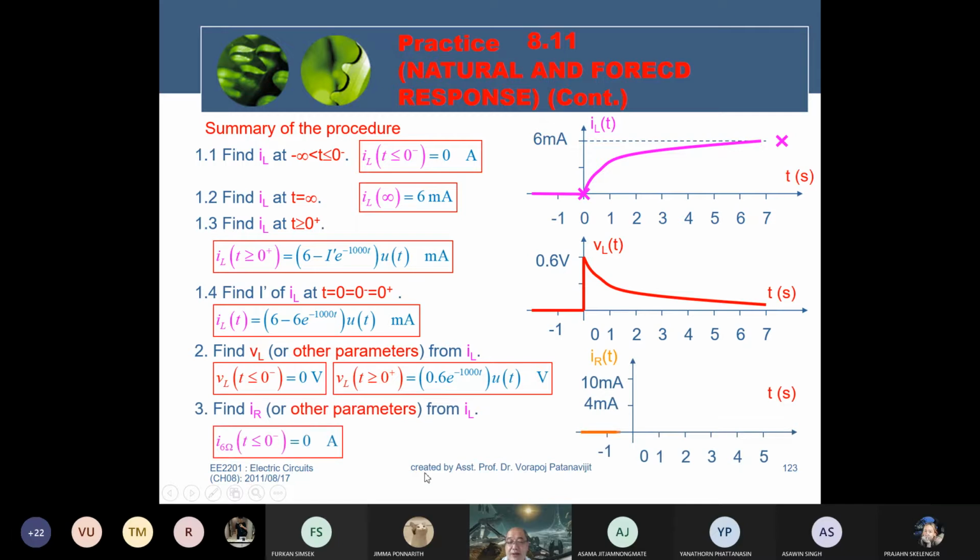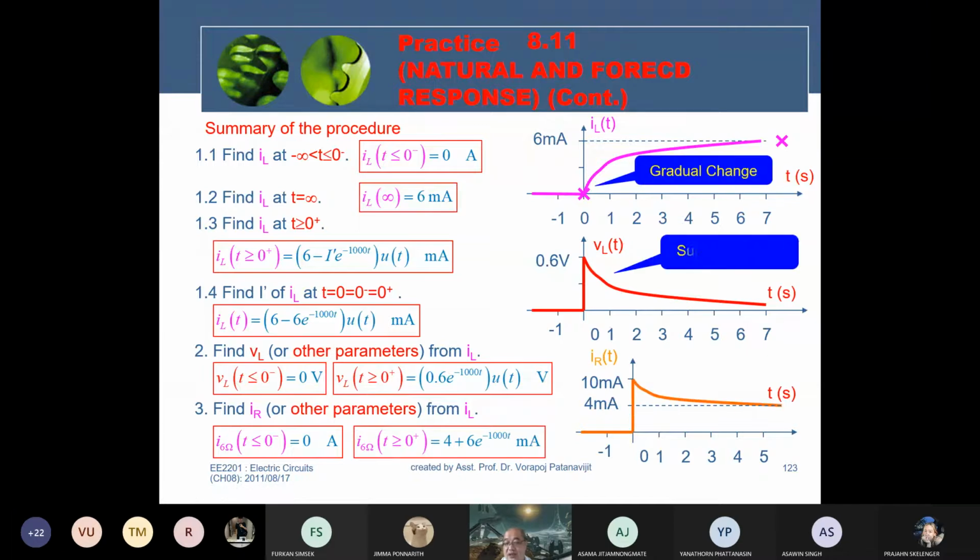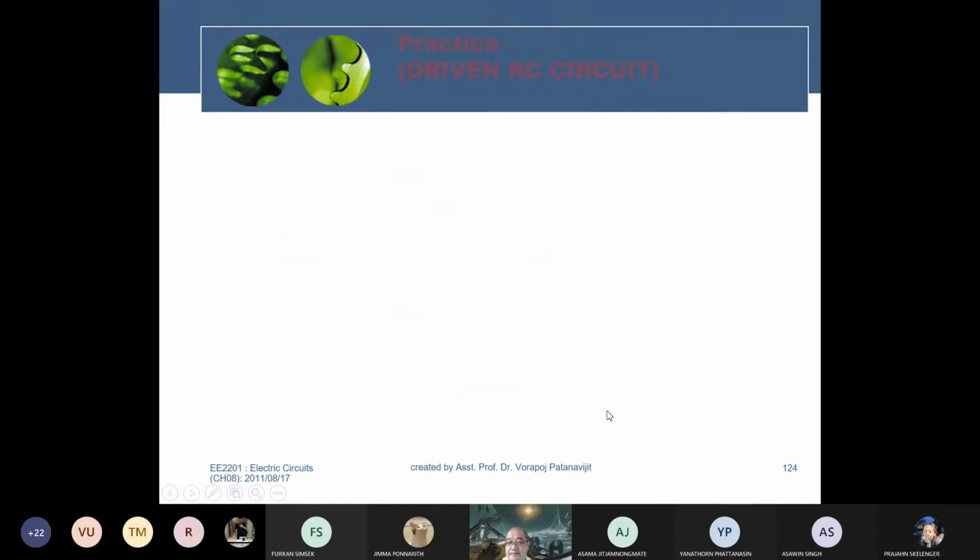Okay, for the resistor current, for time less than 0 it is 0, because there is no source feeding the circuit yet. For time greater than 0, the current flowing in the 6 ohm resistor comes from the source and from the inductor current, but it must drop to 4 milliamps soon.